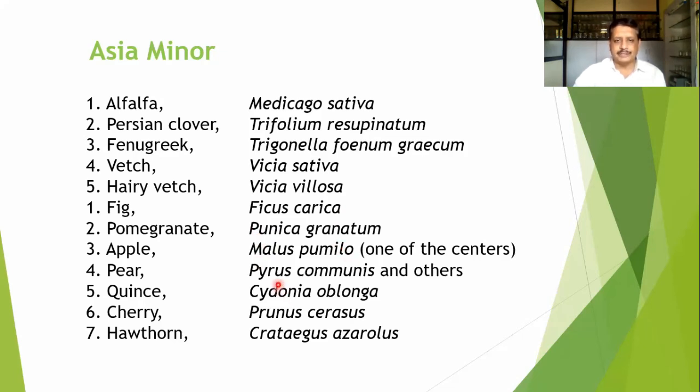Malus pumila, Pyrus communis. These are the fruits that can be easily observed in India also. Then it is the Cydonia oblonga, Prunus cerasus, then Crataegus azarolus. So these are the species which originated from the Asia Minor region.